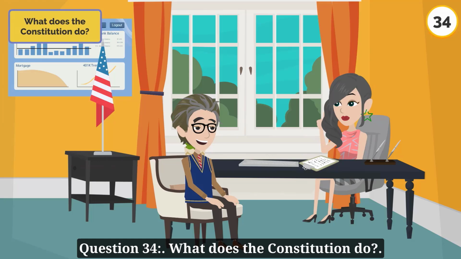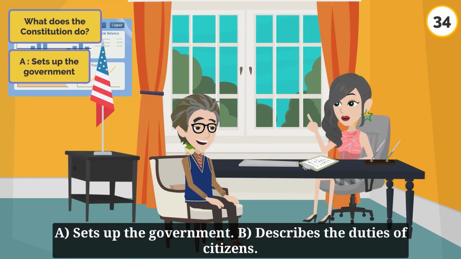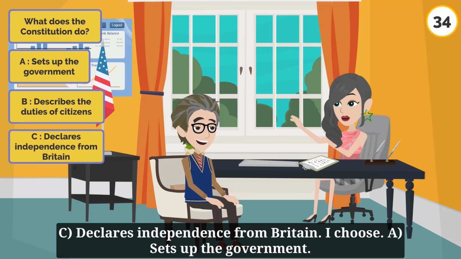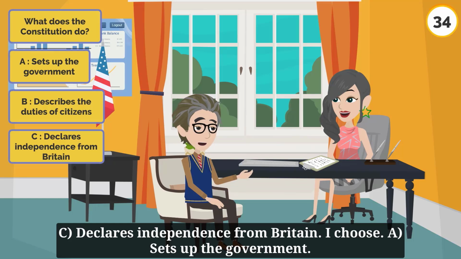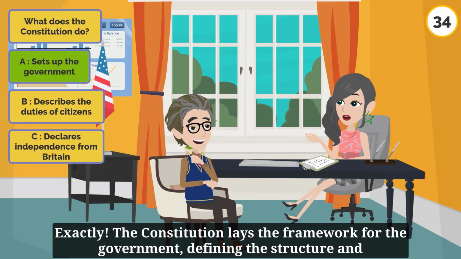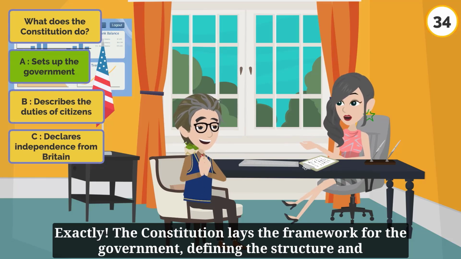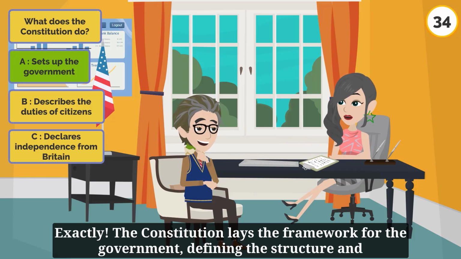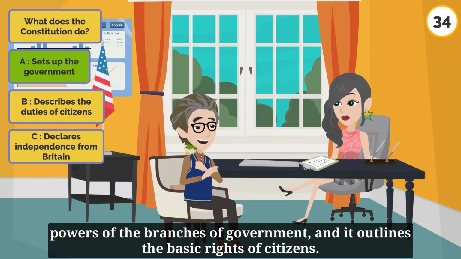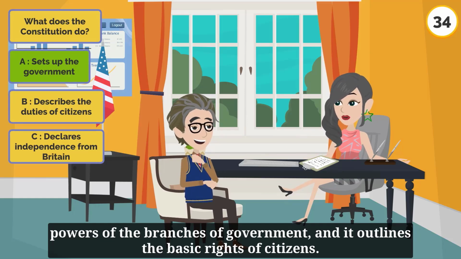Question 34. What does the Constitution do? A. Sets up the government. B. Describes the duties of citizens. C. Declares independence from Britain. I choose A. Sets up the government. Exactly. The Constitution lays the framework for the government, defining the structure and powers of the branches of government, and it outlines the basic rights of citizens.